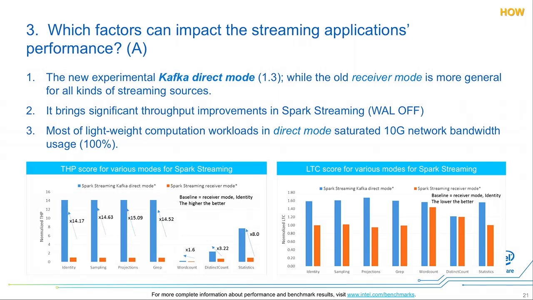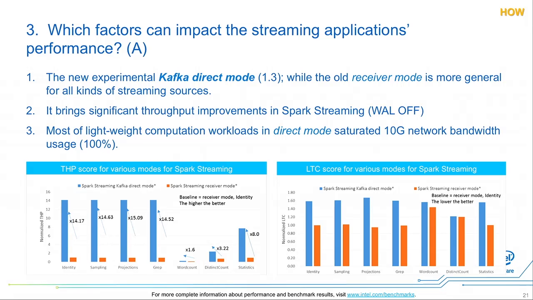If you have already attended Kobe's talk, he gave a rough idea about the Kafka direct mode. Basically, it leverages the low level API for Kafka to have high availability in Spark Streaming. It is an experimental feature introduced in the 1.3 release. While the old receiver mode is more general for all kinds of streaming sources.